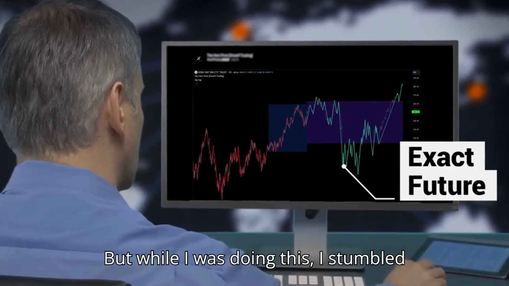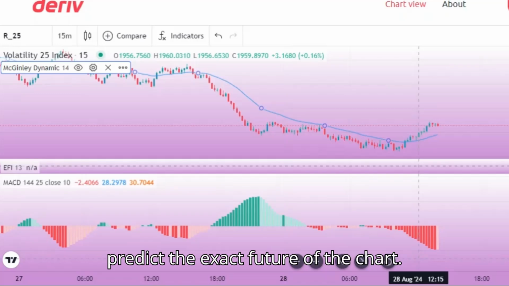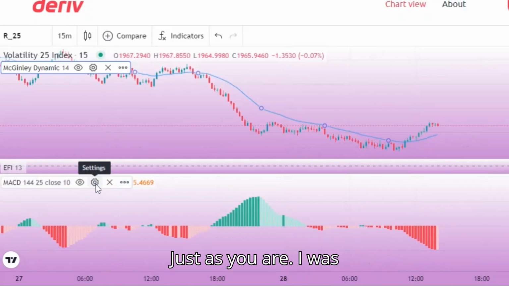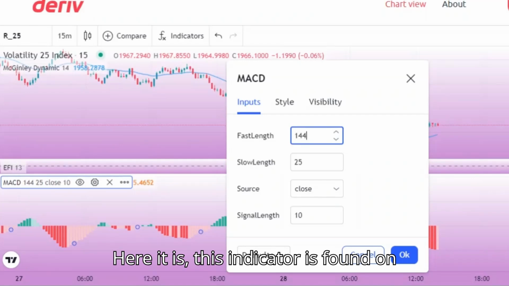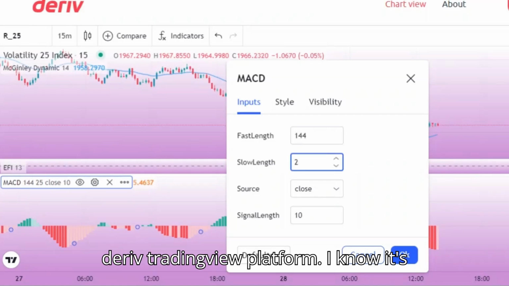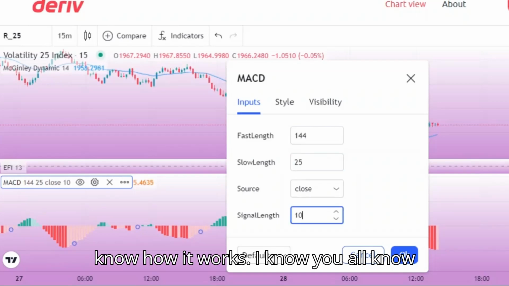But while I was doing this, I stumbled upon an indicator that claimed it could predict the exact future of the chart. I was intrigued. Here it is. This indicator is found on the Deriv TradingView platform. I know it's very amazing and you are very eager to know how it works.